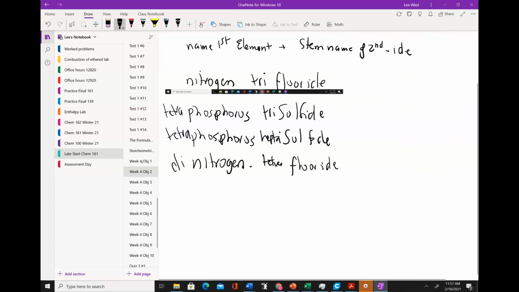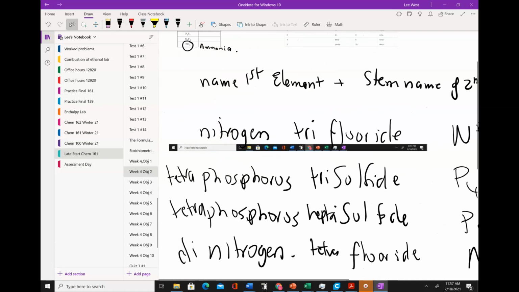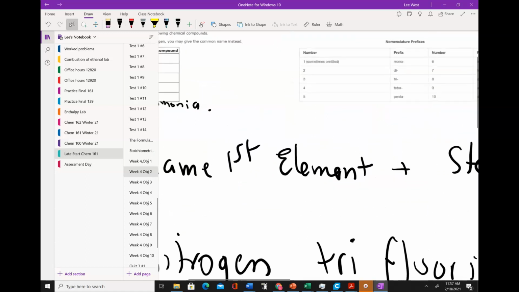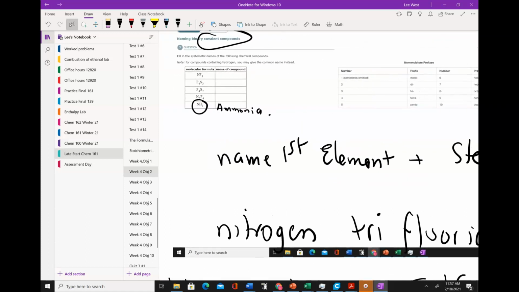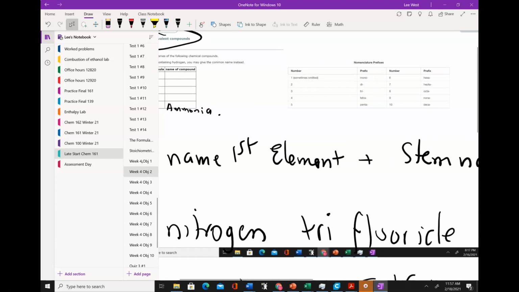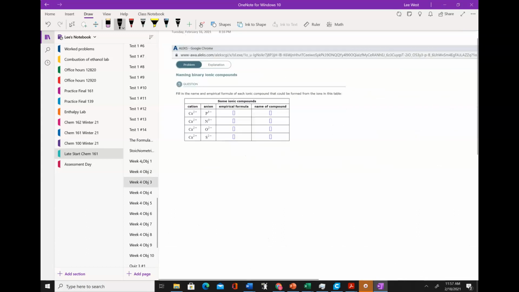Okay. So, nitrogen trifluoride means NF3. Tetraphosphorus, P4, trisulfide, right? Tetraphosphorus heptasulfide, dinitrogen tetrafluoride. Here we go. We've checked everything in every possible way. Yep, no problem. You always want to be super careful because every problem in your quiz is worth like more than 10% of your grade. So I just looked up this little table in the book and copied and pasted it into my notes. All right.